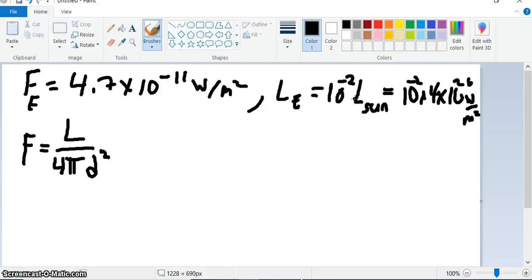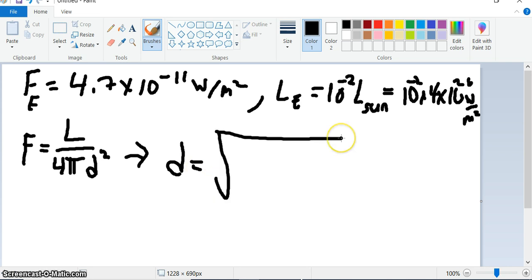The flux, that is the energy that arrives at your telescope, is equal to the luminosity, how powerful that particular star is, divided by 4 pi times the distance squared. We have to rearrange this and solve for the distance. That's pretty simple. The d and the f change places, and then we take the square root.